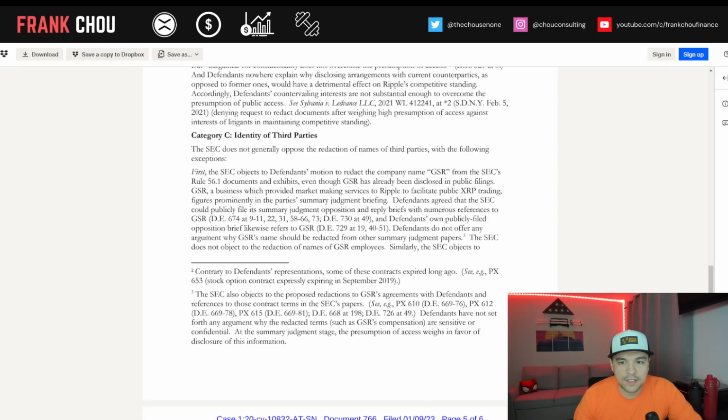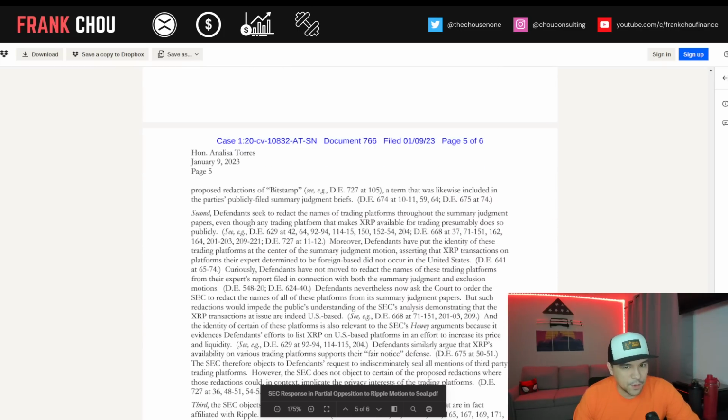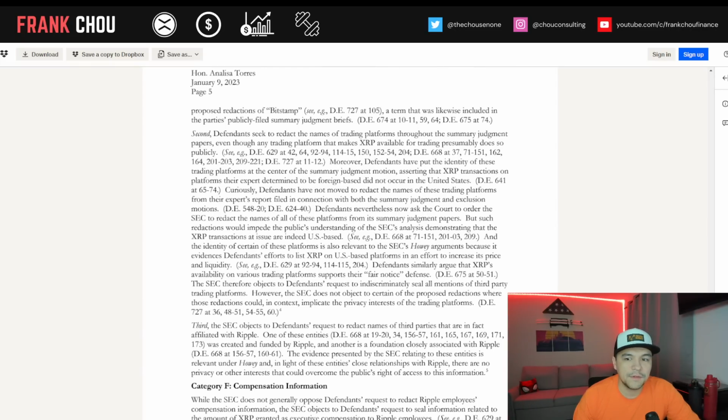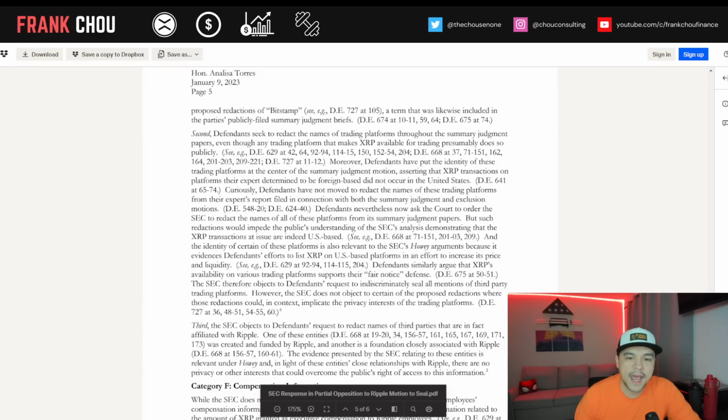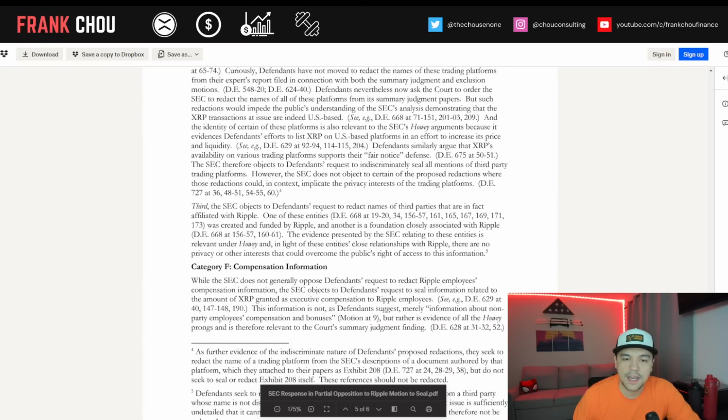First, the SEC objects to the motion to redact the company name GSR from the SEC's 56.1 statements, even though GSR has already been disclosed in public filings. They expand on that further. Second, defendants seek to redact the names of trading platforms throughout the summary judgment papers. Defendants have put the identity of these platforms at the center of the summary judgment motion, they say, asserting transactions on those platforms their expert determined to be foreign-based did not occur in the U.S., but the court has been asked by Ripple to redact the names of all of these platforms. Such redactions would impede the public's understanding of the SEC's analysis, they argue.